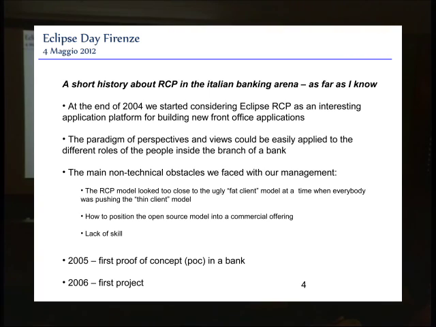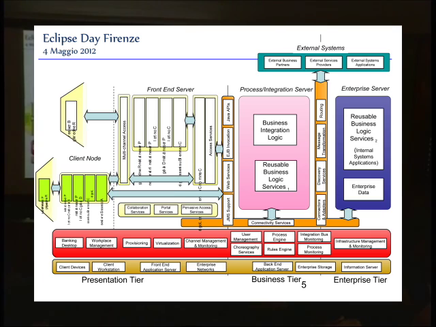And of course, the open source concept in a commercial company such as IBM was not easy to introduce. In any case, we started. In 2005, we had the first proof of concept in a bank, and we started our first project in 2006. So in 2006, we started building a team to create our first real business application with RCP.